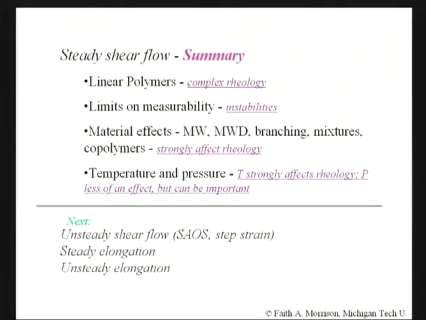All right, so this is what we've talked about. We've talked about linear polymers and some of the limits of measurability. We talked about molecular weight distribution, branching, the filler effect. And there's more in the book about chemical differences like copolymers, a lot of interesting stuff. And you can look in Larson's book for even more than what I talk about. And then in terms of other parameters such as temperature and pressure, we can summarize by saying that temperature is a very strong effect. Pressure over reasonable pressure changes is not such a strong effect, but it can be important if the pressure differences are very large.